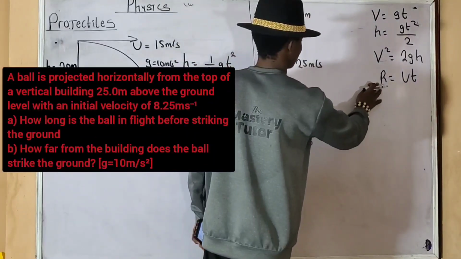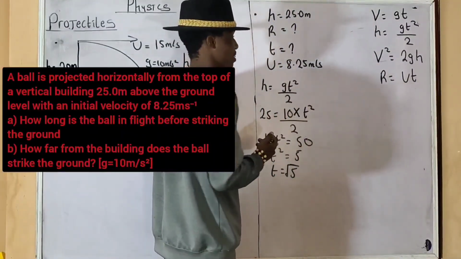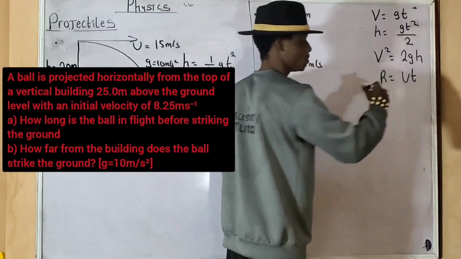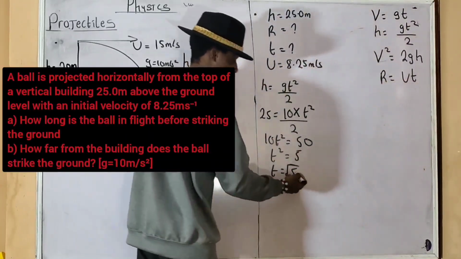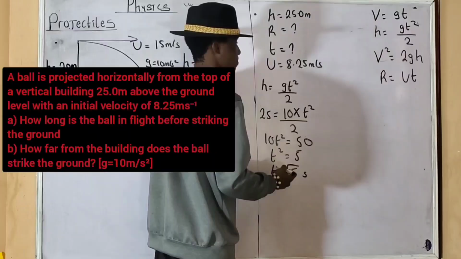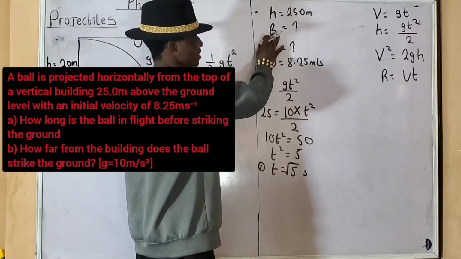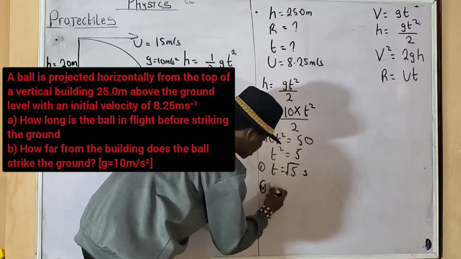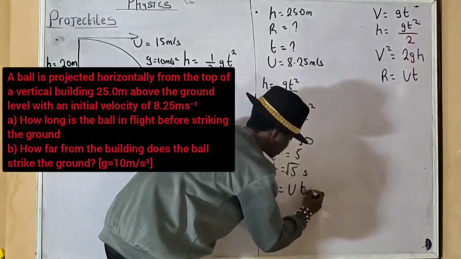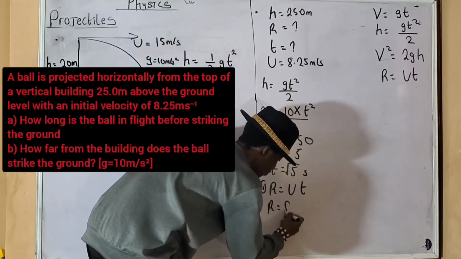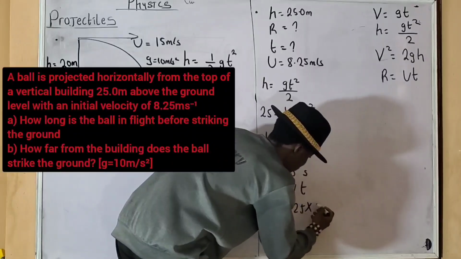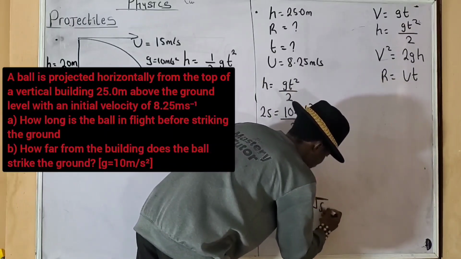Okay. Now, having gotten the value of t as the square root of 5, it is easier for us to get the range, because the range will be the product of what? The initial velocity which the ball is projected with and the time. And we've gotten the time as what? Square root of 5 seconds. Now let us calculate the range. R equals u times t. Do not forget that u is what? 8.25. I'm going to have r equals 8.25 multiplied by the time, which is square root of 5.